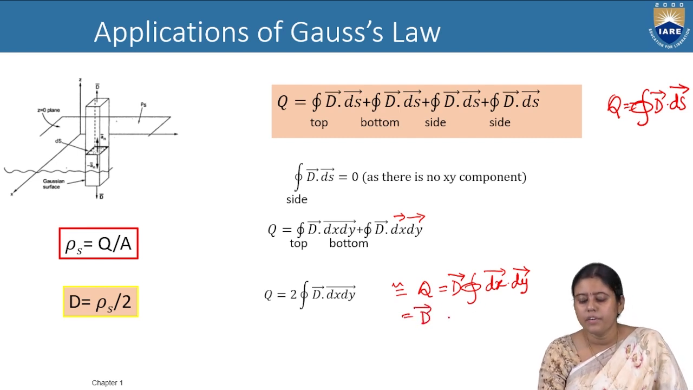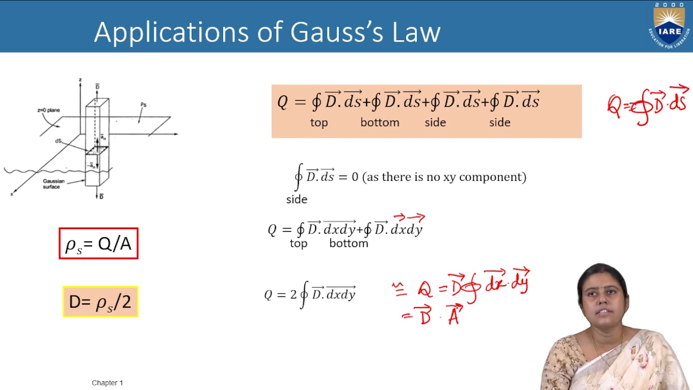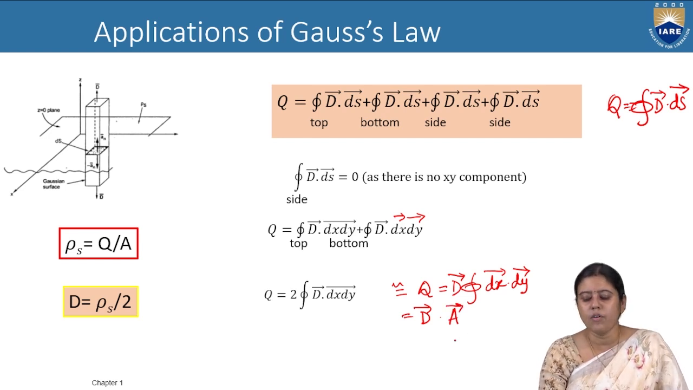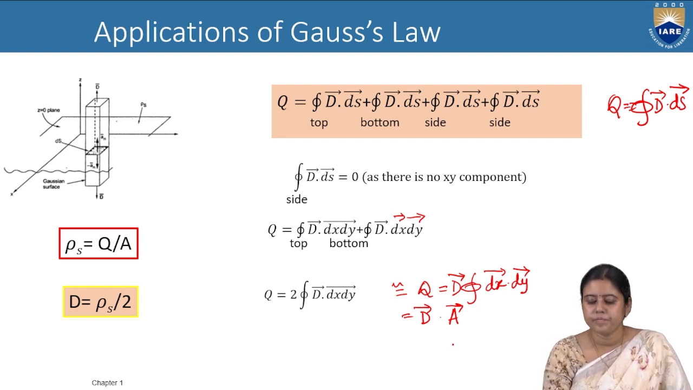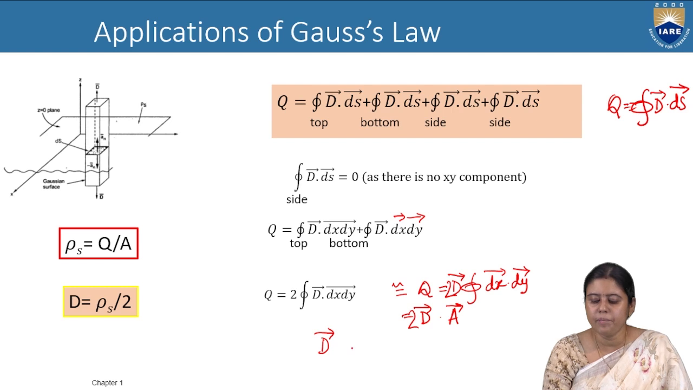D into, we can write this is the A, where A is the surface area. And there is a term 2 because this is for the top and bottom. So what is D? D is nothing but the Q by 2A.